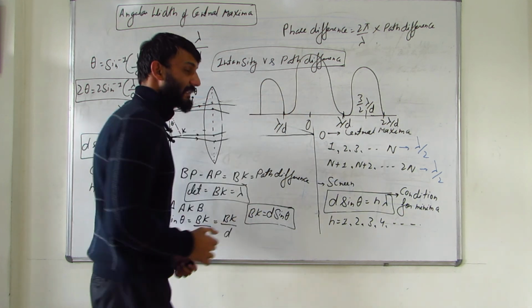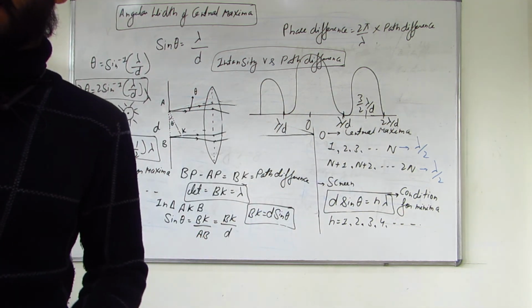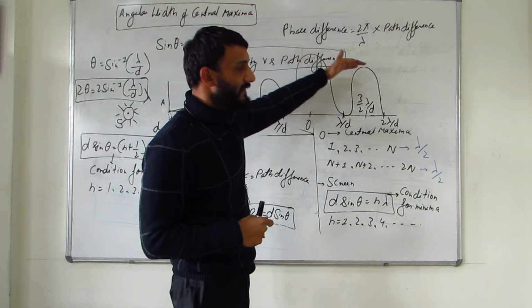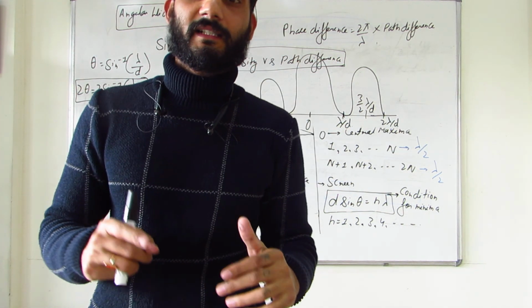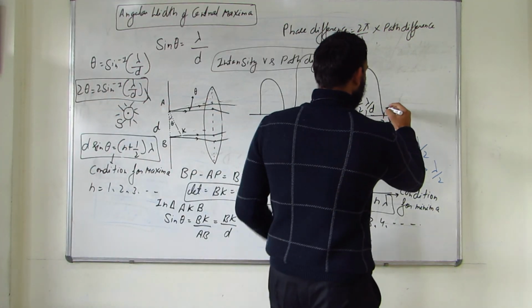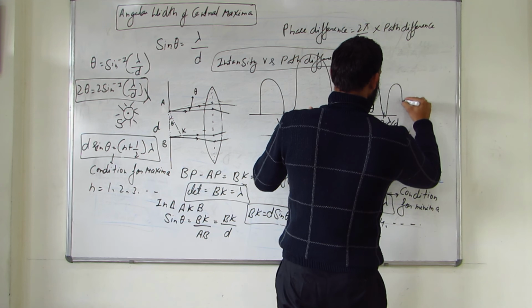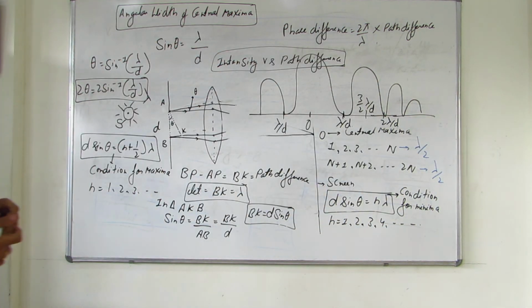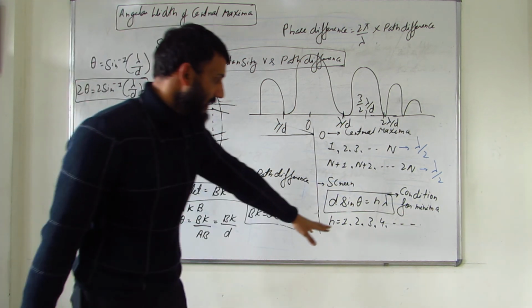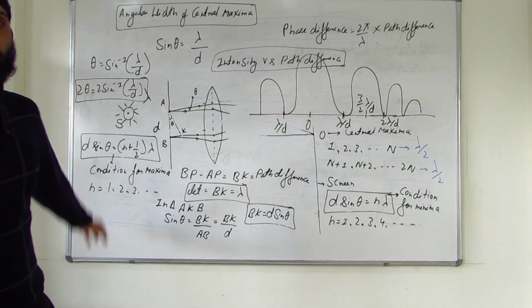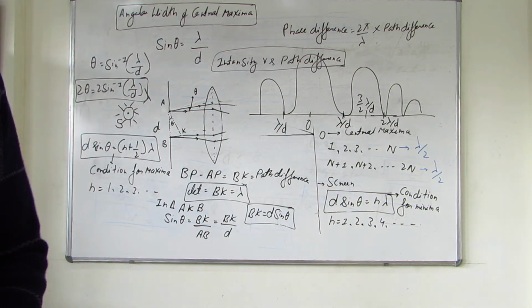Now remember that in case of interference, the intensity of all the bright points is the same. But in case of diffraction, the intensity of the bright points keeps on decreasing. So the next point won't be this bright, it would be less bright. The next would be less bright again, and so on and so forth; you can easily calculate the path difference. This is the condition for minima and maxima, and this is the angular width of the central maximum, right?